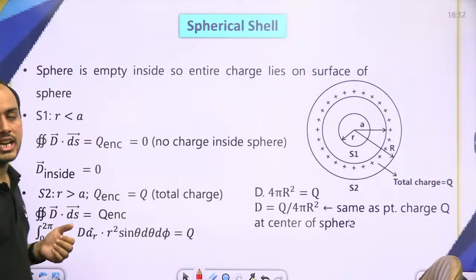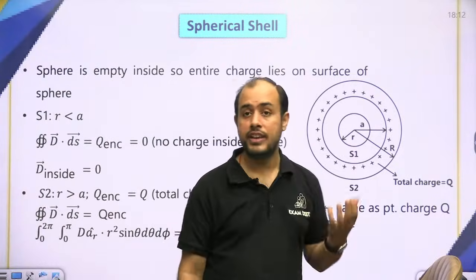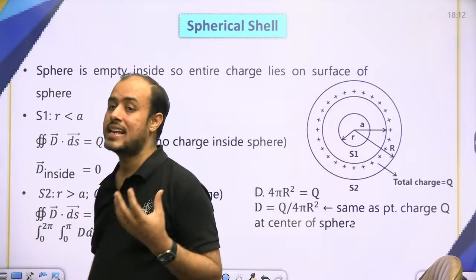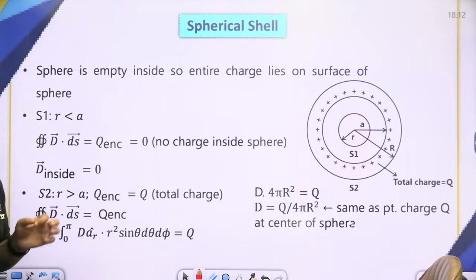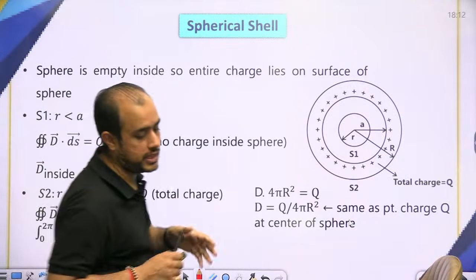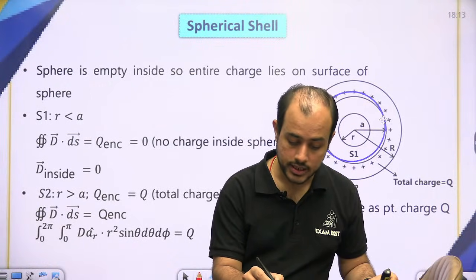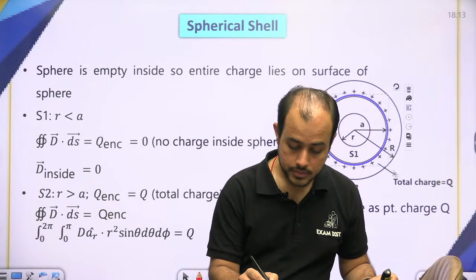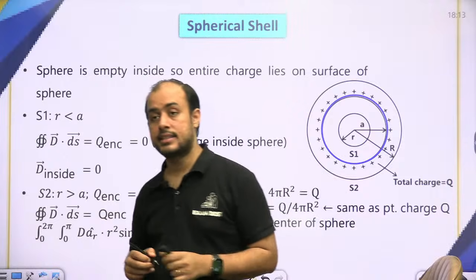For spherical shell beta, spherical shell का मतलब क्या होता है? Where the sphere is empty inside, स्फीयर अंदर से खाली है. तो now beta this is a sphere. मैं कलर चेंज कर देता हूं so that you can understand better. So this blue color is the sphere.